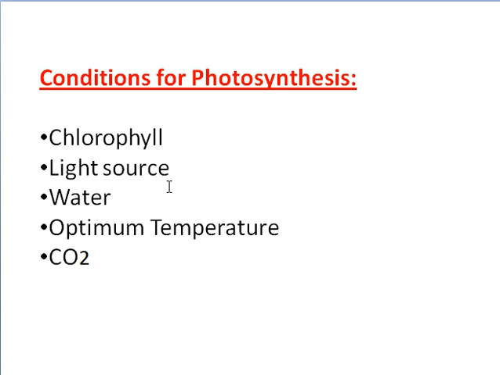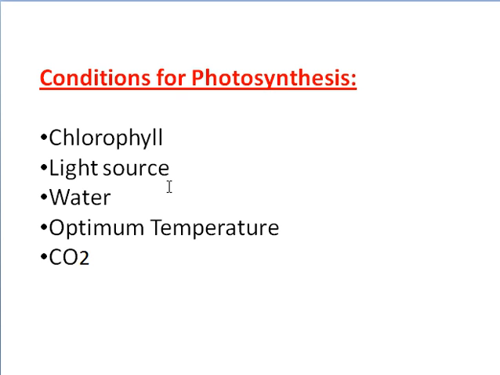Now, the source of light can be the sun, which is true for most cases. But sometimes some plants grow in laboratory conditions, or indoors where there is no direct sunlight falling on them. In those cases, artificial sources of light, like your tube lights, bulbs and lamps, emit visible light, and they can help in photosynthesis.